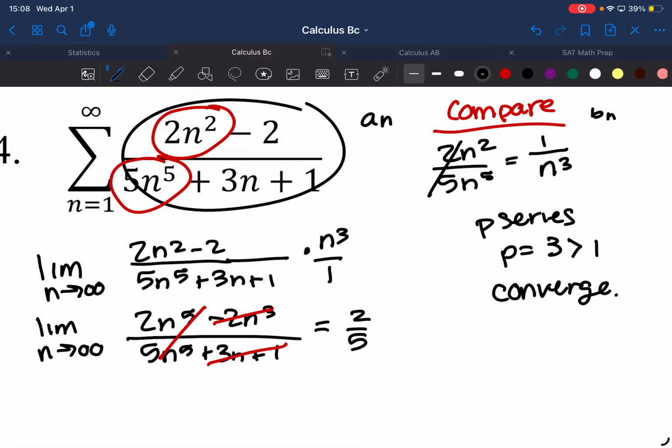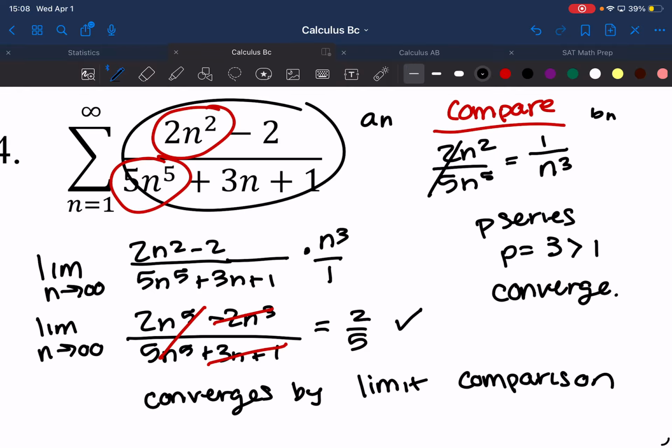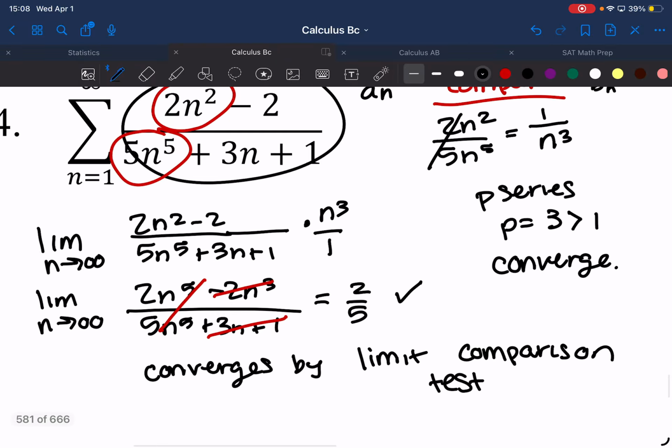And what was the other condition? It exists and it has to be positive. Since those conditions are met, I'm able to say that this series converges by the limit comparison test. You need that justification at the end.